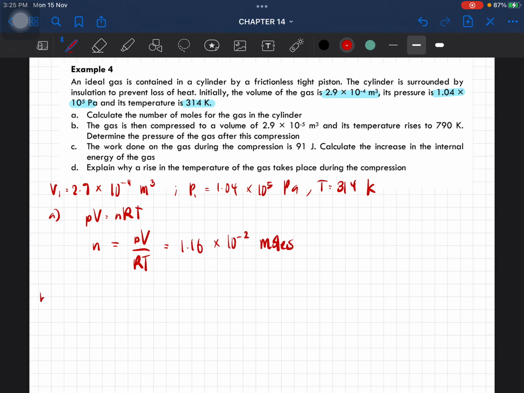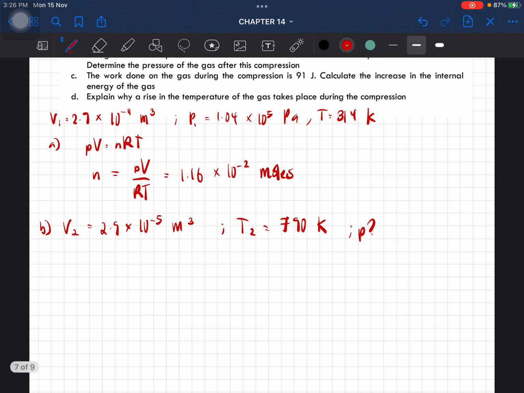Okay, and then question B, we have to calculate, the gas is then compressed to 2.9 times 10 to the negative 5 cubic meter. Then the temperature rises to 790 Kelvin. So we have to calculate the pressure of the gas after this compression. So we have to find P2.